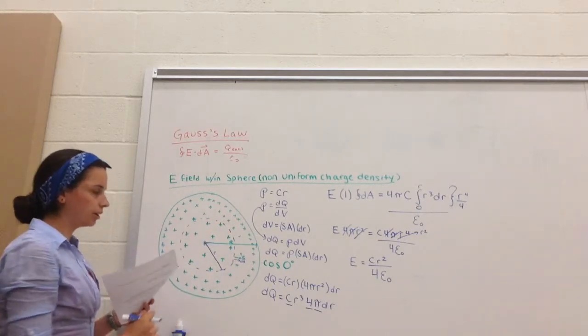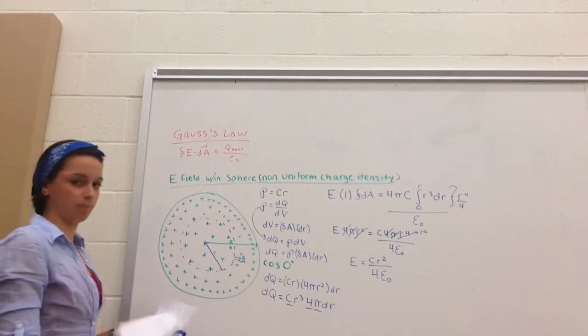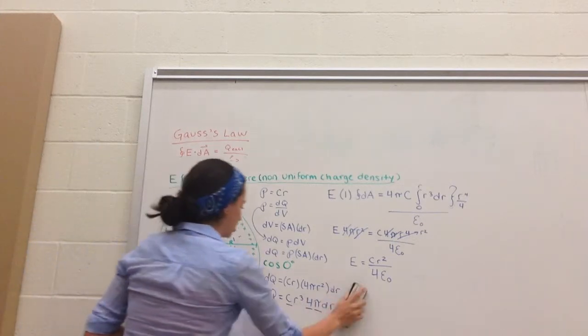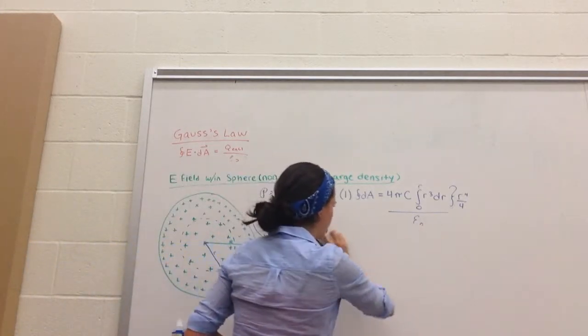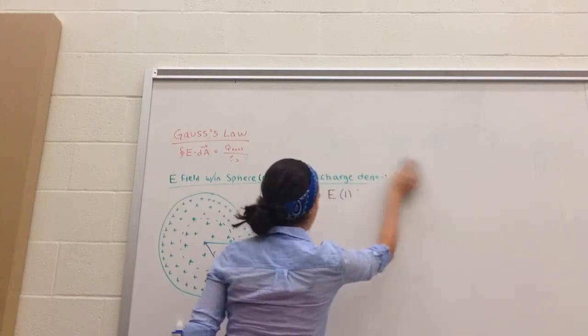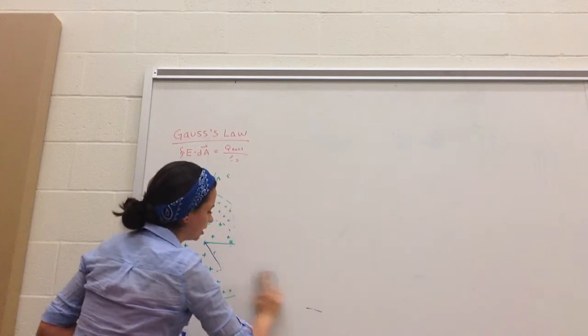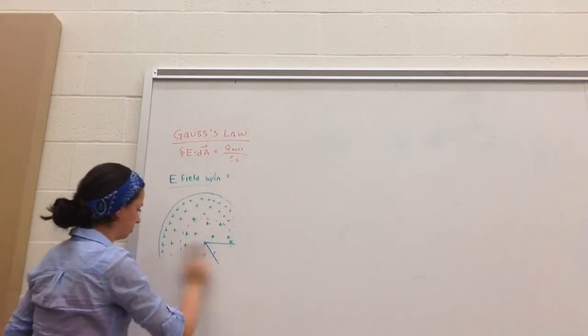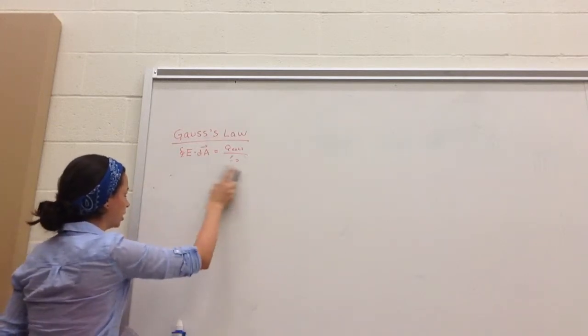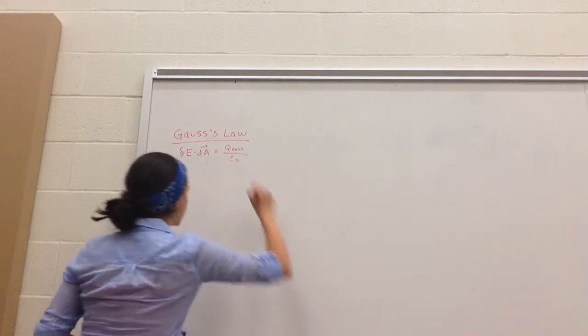Okay, there are a couple other important things to remember with Gauss's law. One of them I mentioned throughout this tutorial is that conductors do not have an electric field within them. And I will show you why in 1 second.